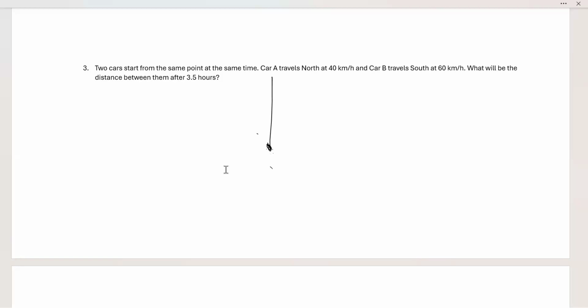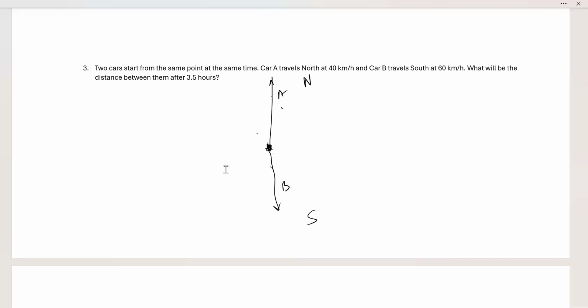डायग्राम कुछ ज्यादा ही खराब हो जाए तो क्या है कि it doesn't feel good. ठीक है, now we have to try, we have to manage with this only. So this is north, this is south, and this is the starting point. So car A is moving in this direction, and car B is moving in this direction.